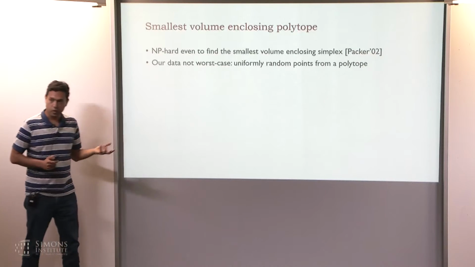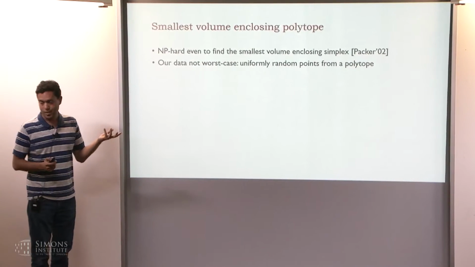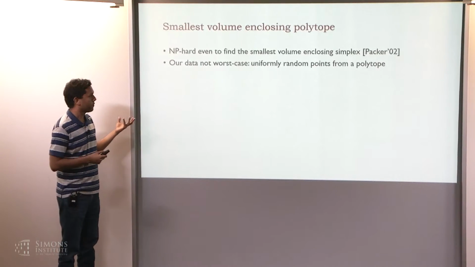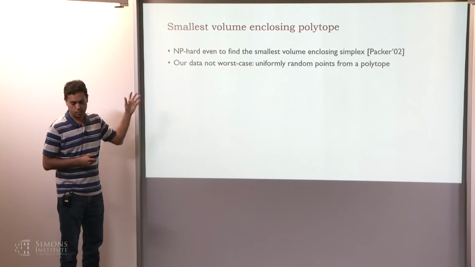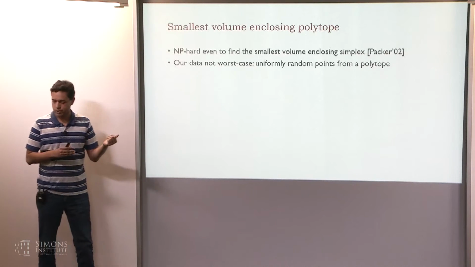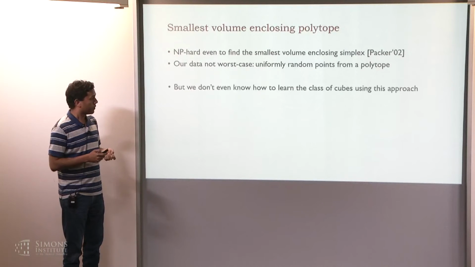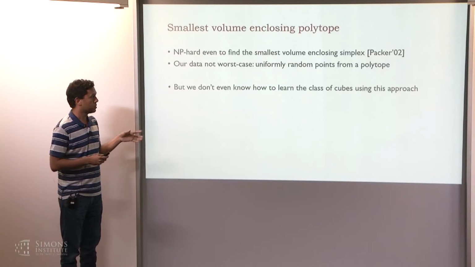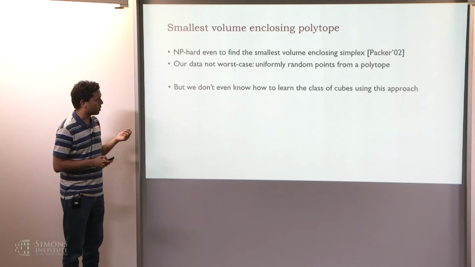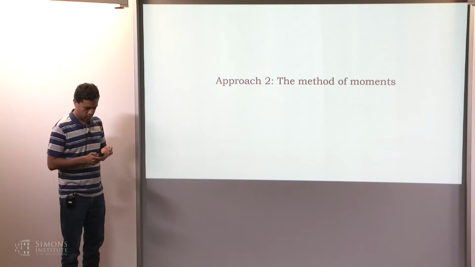But how can we find this polytope? It turns out that even finding the smallest volume enclosing simplex is NP hard. But that's not a hurdle for us because our data is not worst case. It comes from a structured distribution. So we can try to find various heuristics to use that structure, but we have not succeeded. And we don't even know how to learn the class of cubes using this approach. But the cubes can be learned using a different approach, which I'll tell you about now. This is the method of moments.